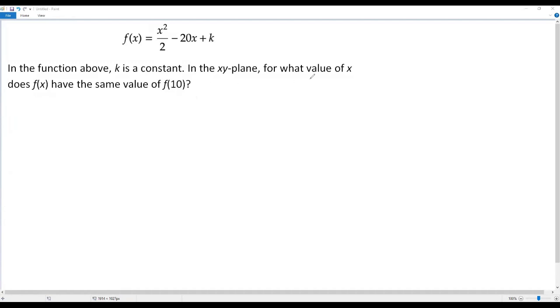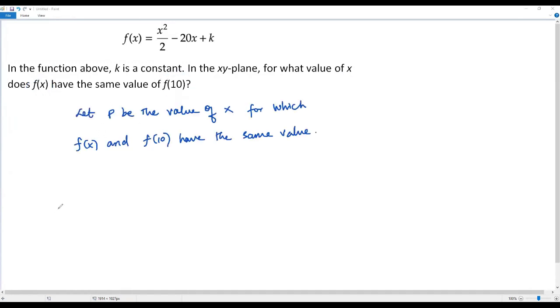Okay, for some value of x, the value of the function f of x and f of 10 are equal. That is, they have the same value. Now let me assume p is the value of x for which f of x and f of 10 have the same value. Okay, let me write the required stuff.